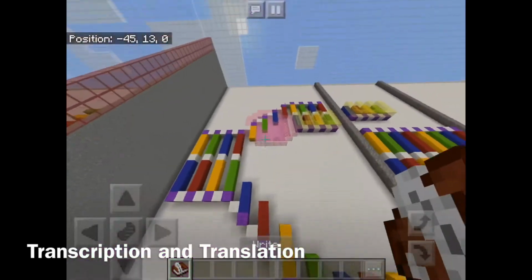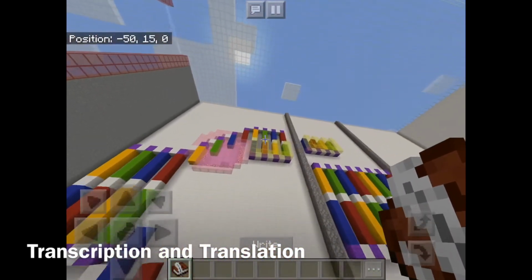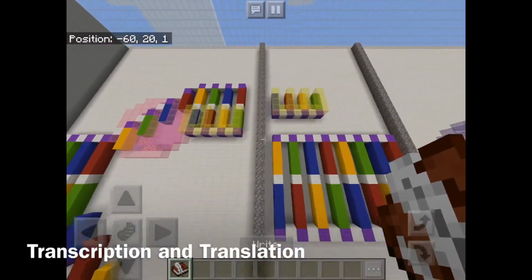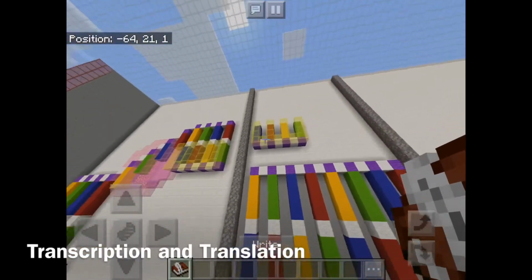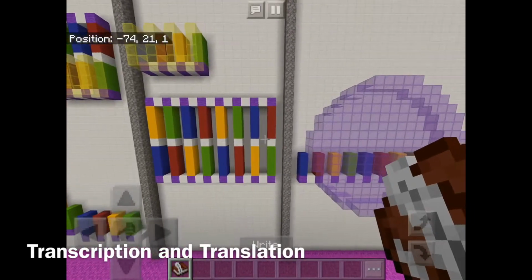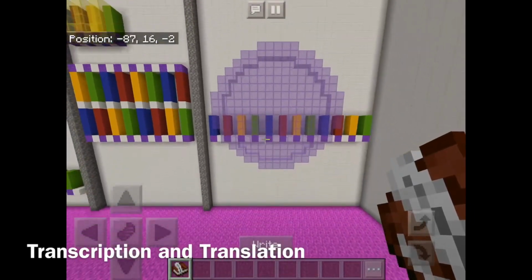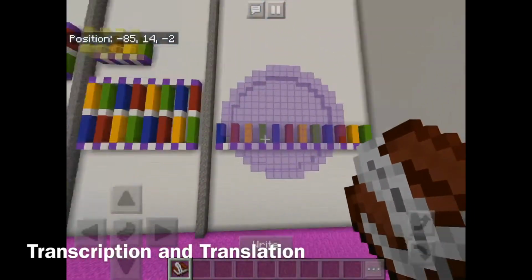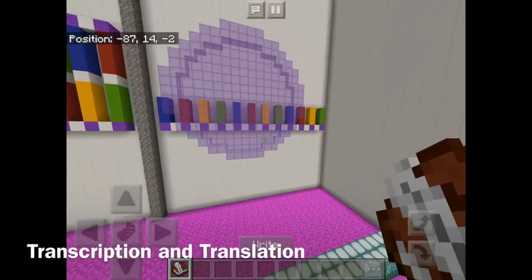See where it's separated, where it's copied. The copy part is then moved away. The separated part then goes back together. And here the copy part is moved and is put into a ribosome.